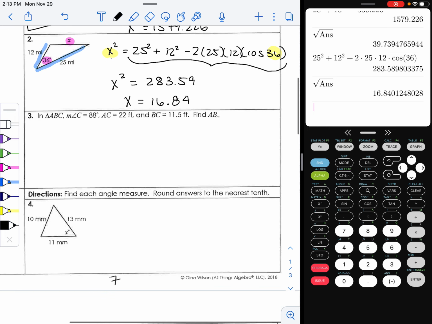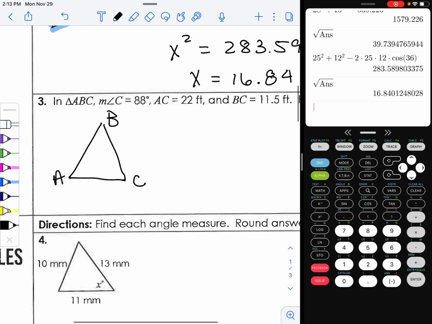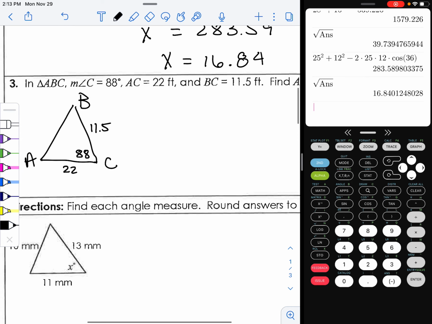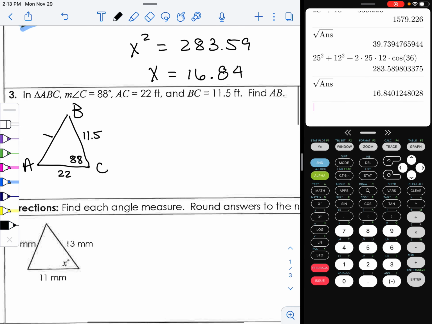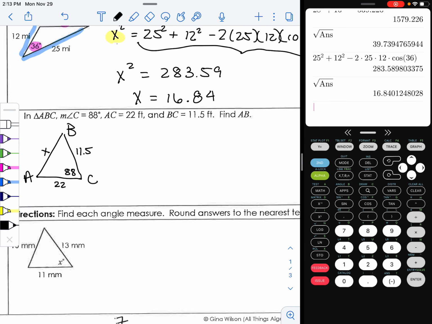Now in this next example, it didn't give me a picture, so that's going to be your first job: we are going to draw triangle ABC. So we've got A, B, C. It told me C is 88, AC is 22, BC is 11.5. We are finding AB, which is that x right there.